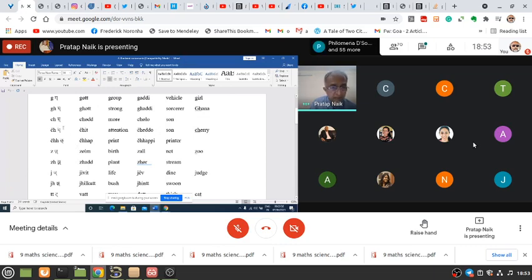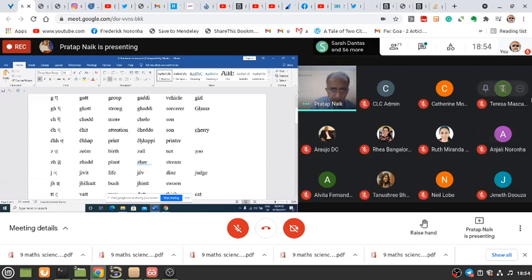The next one is the aspirate sound of this. We don't have an aspirate sound of this one, no. But the aspirate sound of this CH is CHH, chhap. Chhap means print, and chhappi, printer. There is no English equivalent sound to give you. Therefore, I left it blank. Very few words we have with this, maybe 4 to 5, not more than that.